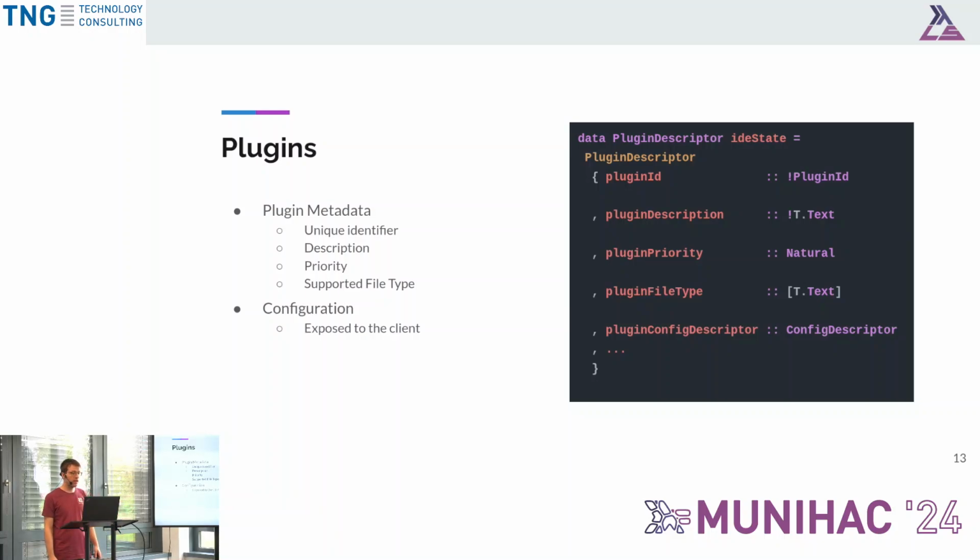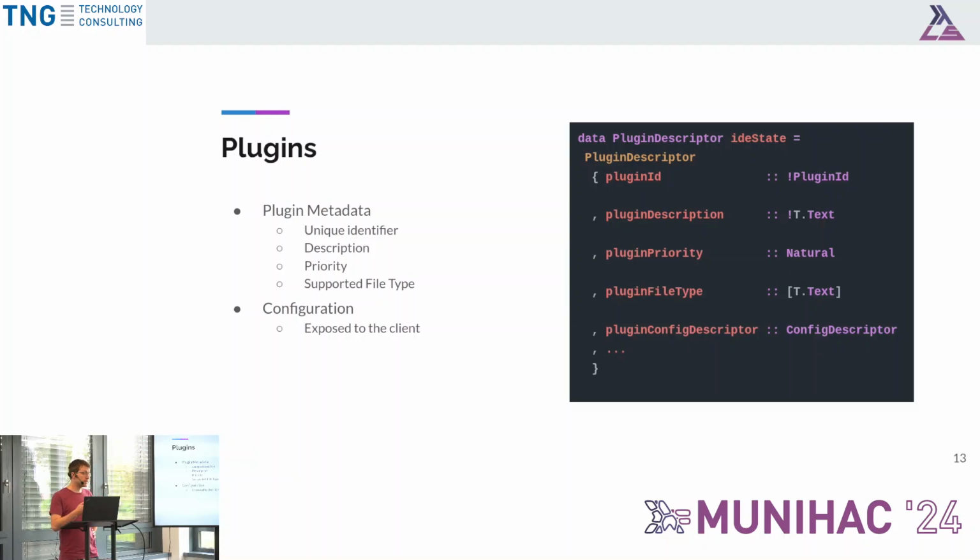Makes sense. And then we have one of the reasons why plugins are so extremely extensible in Haskell Language Server. We have the plugin file type. What we specify in the plugin file type is what kind of source files this plugin is able to handle. So a Haskell plugin, for example, would specify that it can handle requests for files that end in .hs or .lhs and so on. A cabal plugin specifies here that it can handle requests for .cabal files.